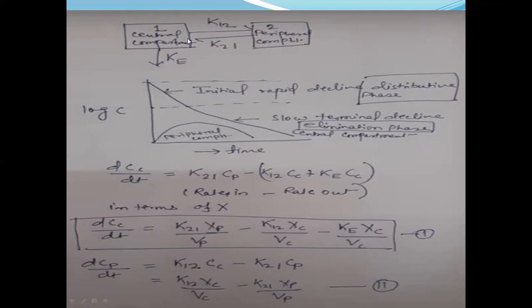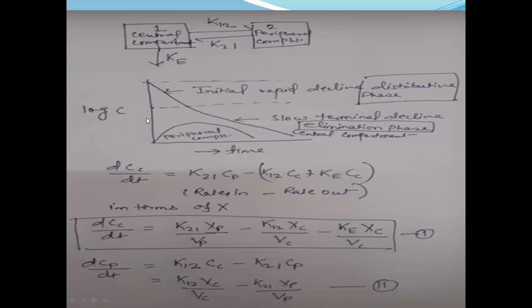From the central compartment, the drug will be distributed through the K12 constant to the peripheral compartment. From the peripheral compartment, the drug is distributed to the central compartment through K21. So K21, what is 2 here? 2 is the peripheral compartment, 1 is the central compartment. And here you can observe, unlike one compartment open model, there is no absorption constant. There will be only the elimination constant, that is Ke.